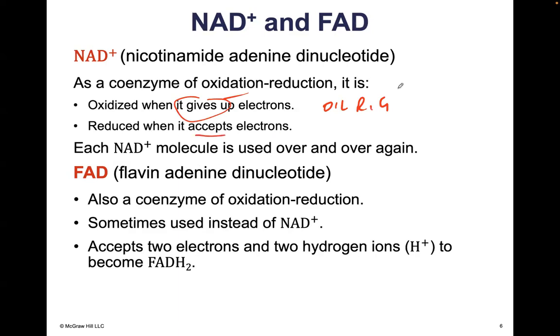And when NAD accepts electrons, it is going to be reduced. And when it gives off electrons, it's been oxidized. So FAD is called flavin adenine dinucleotide. It's also a coenzyme for the oxidation reduction process. And sometimes NAD plus is being used instead of FAD. In this case, it accepts 2 electrons.